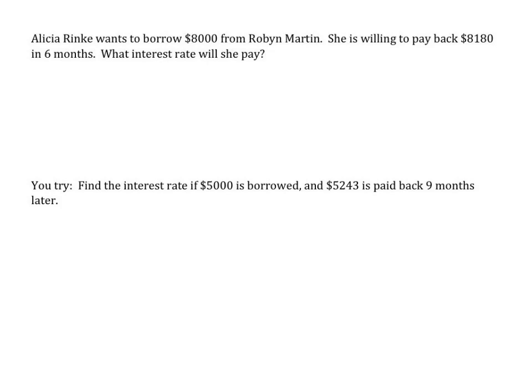Alicia wants to borrow $8,000 from Robin. She's willing to pay back $8,180 in 6 months. What interest rate is she going to end up paying? So we're still going to use the formula, A equals P times 1 plus RT.